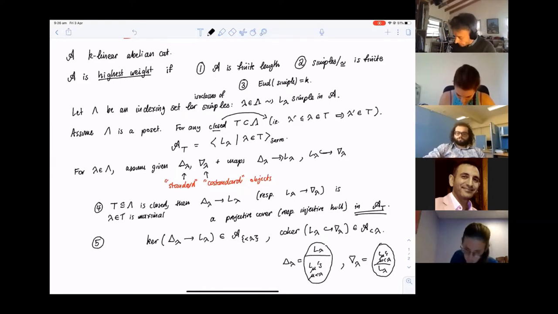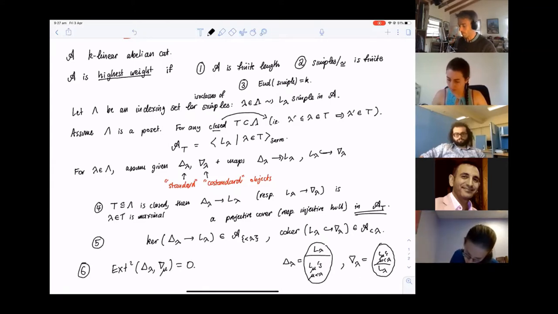Okay, and then the last condition, which has somehow caused me rather a lot of suffering in my mathematical life, because it's the one thing that you always need to check, and once you've got it, everything else follows, but it's rather difficult in general to check, is that Ext^2 of delta lambda to nabla mu is zero. Okay, so I'm hoping that all of these conditions are reasonably intuitive, except for perhaps condition six.